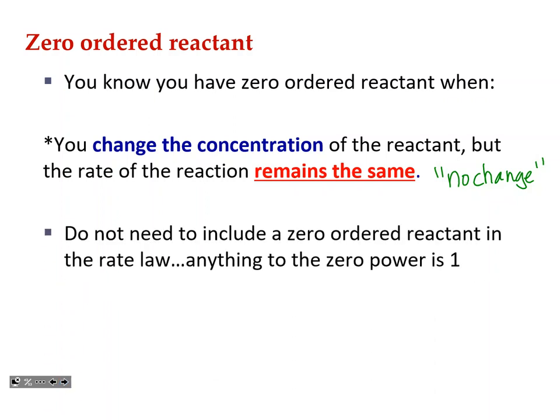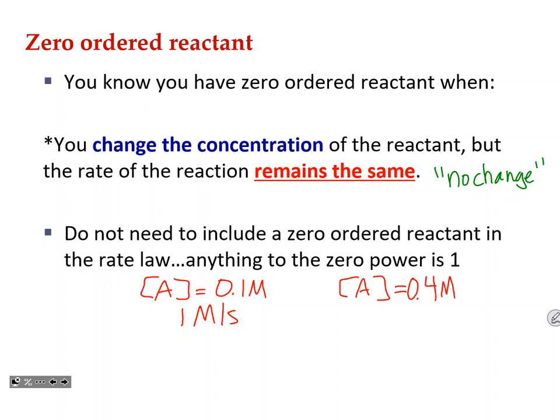You do not need to include these in the rate law. And let's think about that, because anything to the 0 power is going to be 1. So why do we bother writing it in there? Because we're really just going to multiply by 1, so there is no need to do that. So if you're looking at data here, say you've got concentration of A equals 0.1 molar, and that's 1 molar per second in terms of the rate. And we decide to quadruple our molarity here. Guess what? The rate still is 1 molar per second. It does not change. 0 order ones are boring in my opinion because they don't do much.